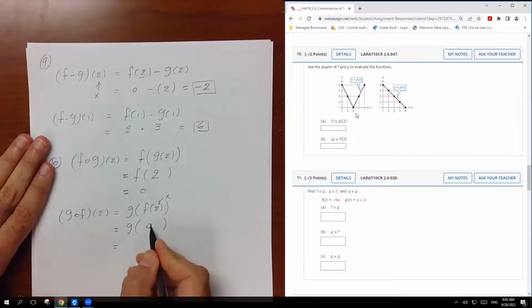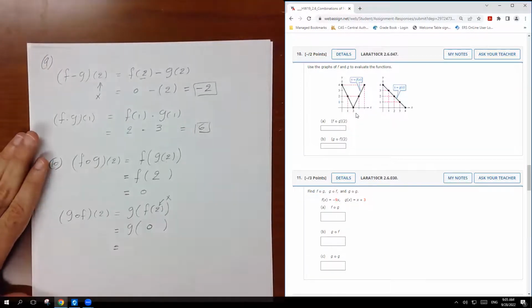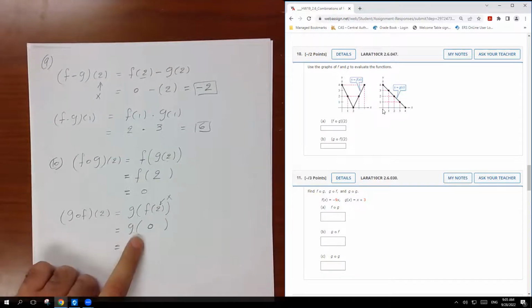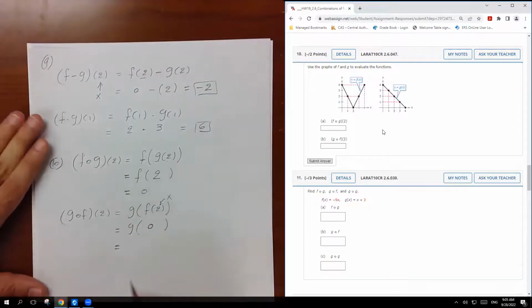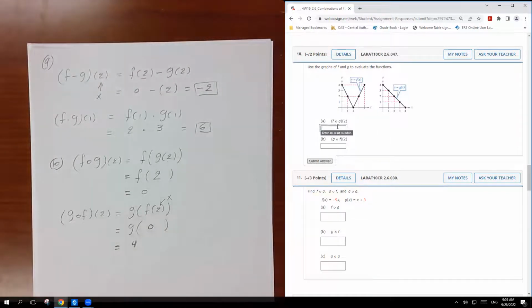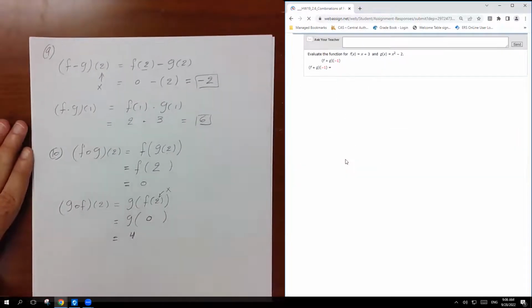Now, when x is 0, how much is the y value of the g function? So let's go to the g function. When x is 0, how much is y? Here's x equals 0. The y is 4. So this one is going to be 4. That means the first one is 0 and the second one is 4. Submit the solution. That's it for example 10.